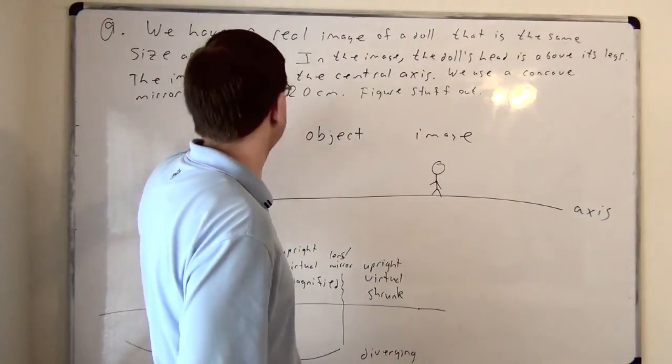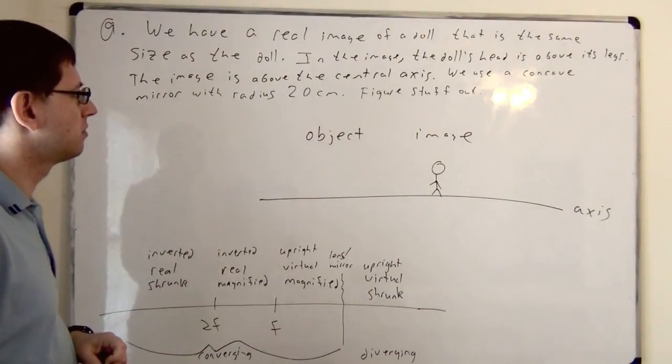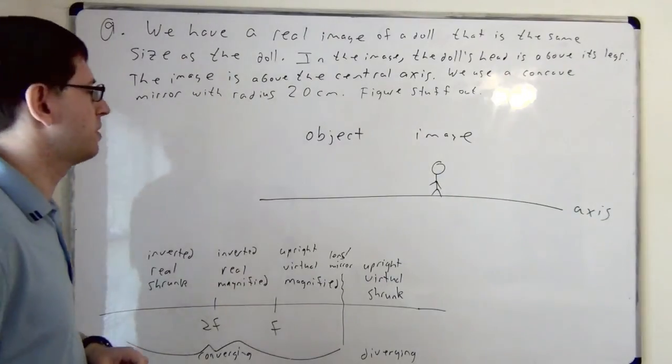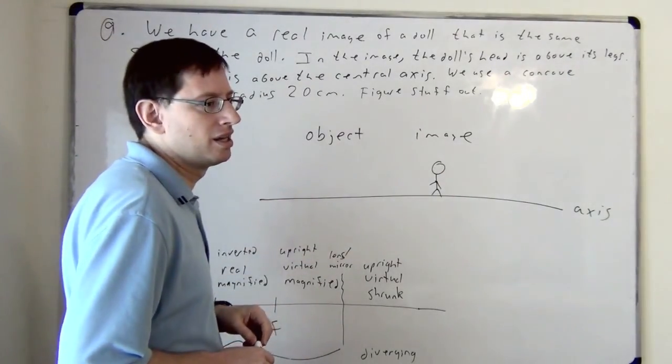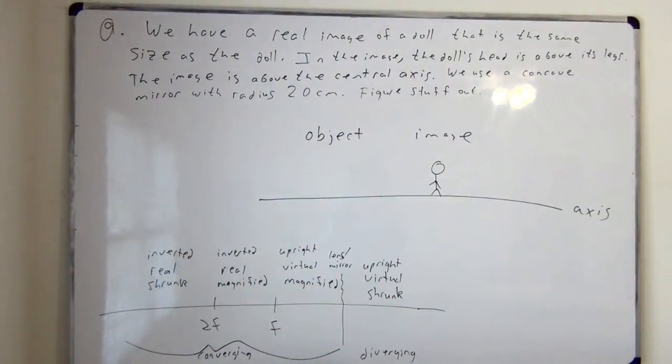Now, draw the object. Should be the exact same size. Good. And inverted, so the head's below its feet. Good. And should it be above or below the axis? Below. That's how we were getting messed up. So try drawing the object now. So it should go like that. Okay, so you were close before.